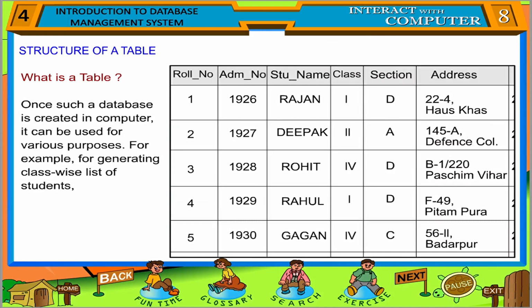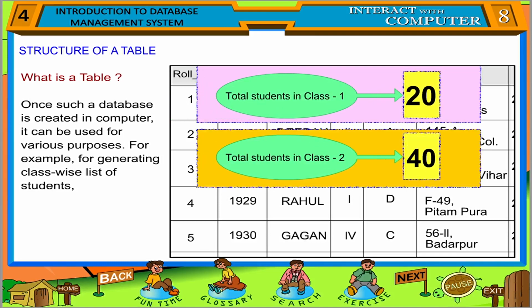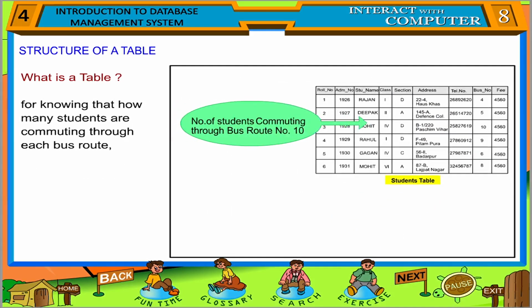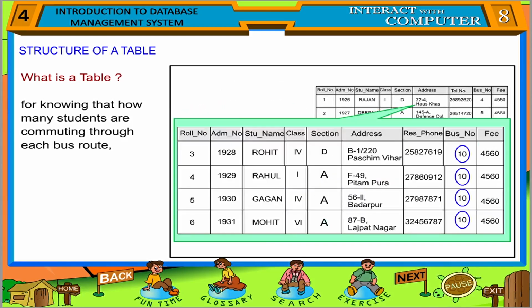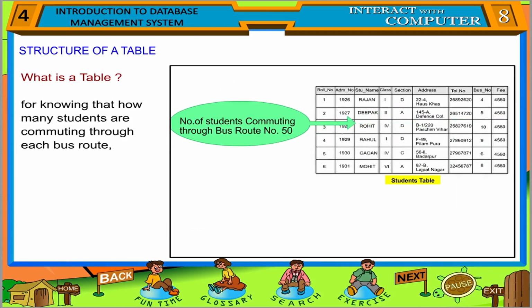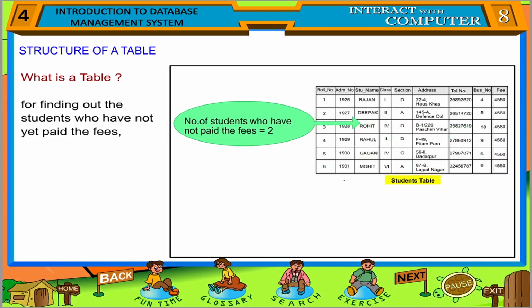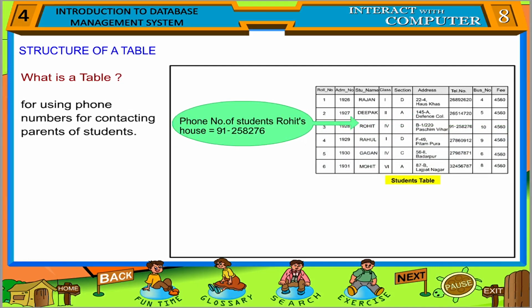Once such a database is created in the computer, it can be used for various purposes. For example, for generating a class-wise list of students, for knowing how many students are commuting through each bus route, for finding out the students who have not yet paid the fees, and for using phone numbers for contacting parents of students.